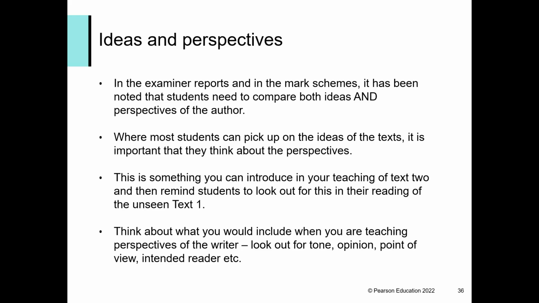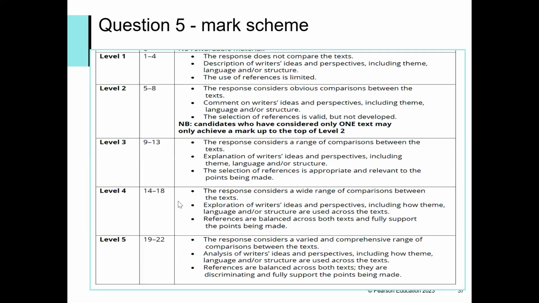Okay, so as we have before, we're going to have a little run through the mark scheme for question 5. We did do this very briefly on Tuesday, so hopefully you'll be familiar with this. So there are 5 levels, and we're playing with 22 marks here, so it's a big tariff question. In level 1, students wouldn't be comparing. In level 2, there would be obvious comparisons. In level 3, a range. In level 4, a wide range. And again, we're going to exemplify this in a moment. And in level 5, a varied and comprehensive range.